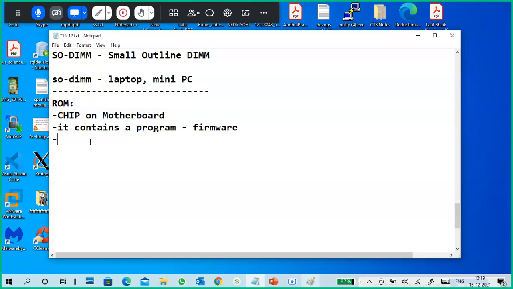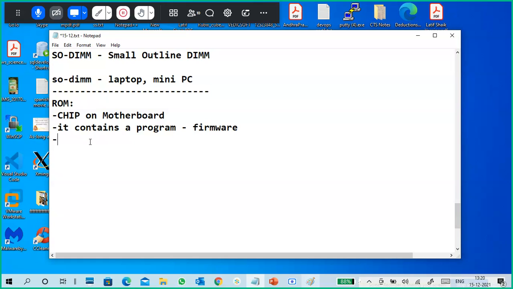Like you are given a power connection, you press the power button. After pressing the power button, how to start your device will be told by this firmware only. How to start a PC will be told by this firmware only. You have a smart mobile phone. You press the power button to switch on the mobile, and how to start is decided by firmware only.